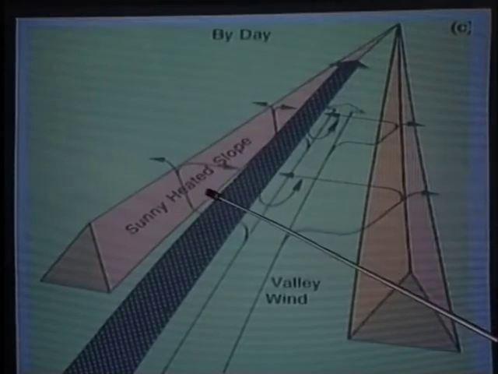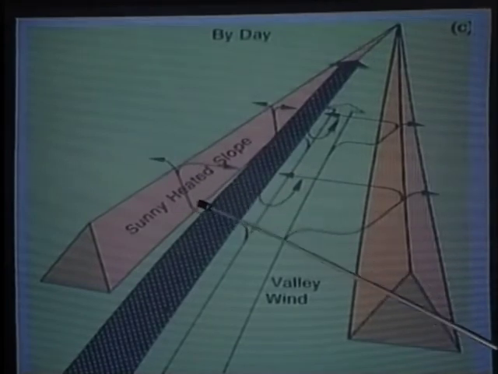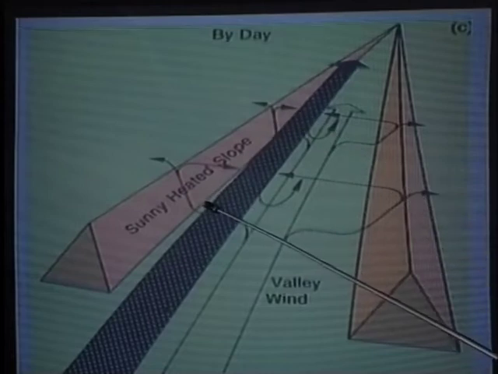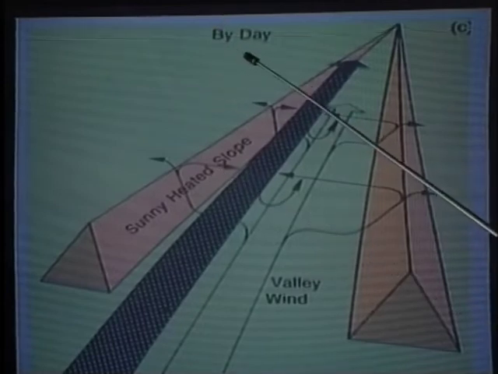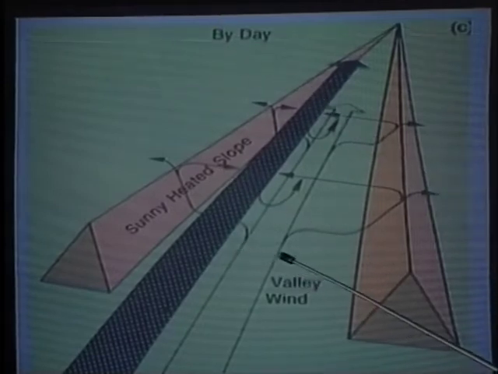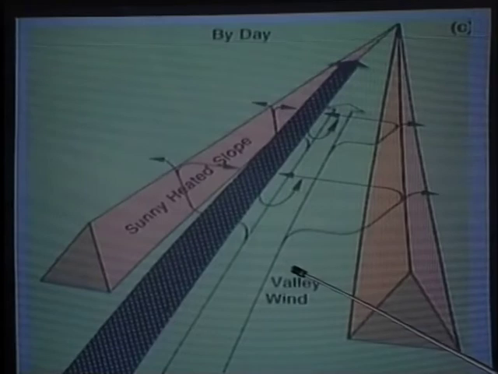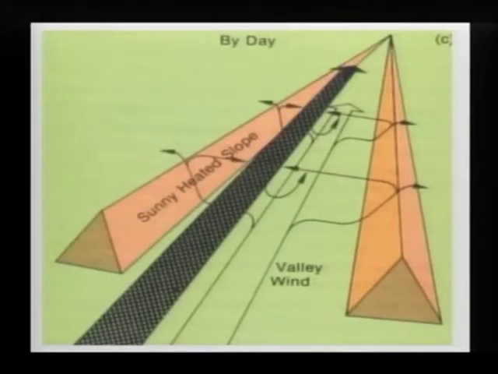Air rises because it's warmed, giving rise to a low pressure area. Winds then will blow from the valley floor towards the slope. So during the day, we call the movement of air the valley breeze. We understand that? Okay, then we look at by night.